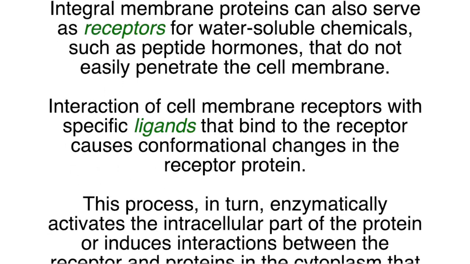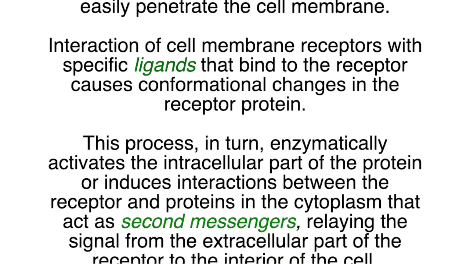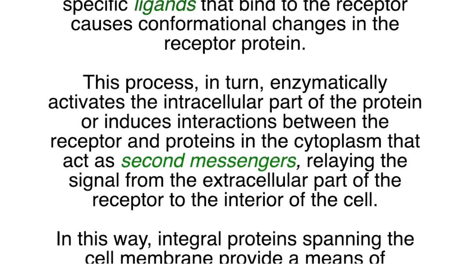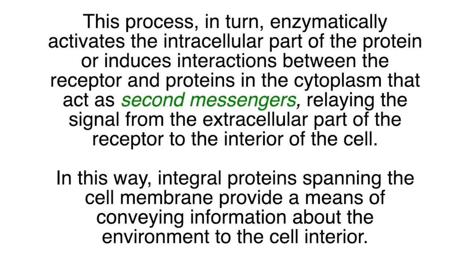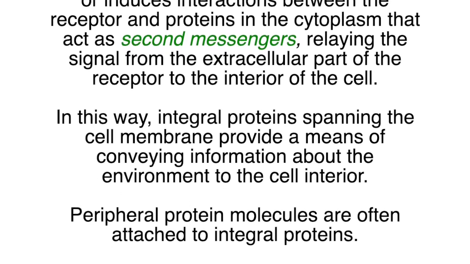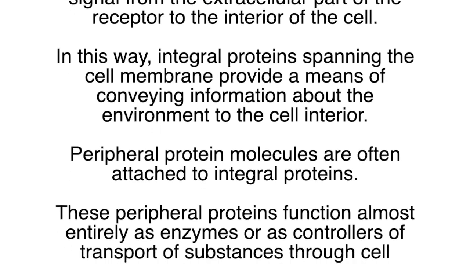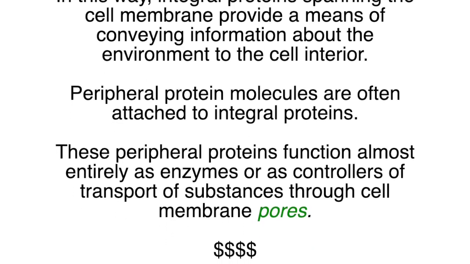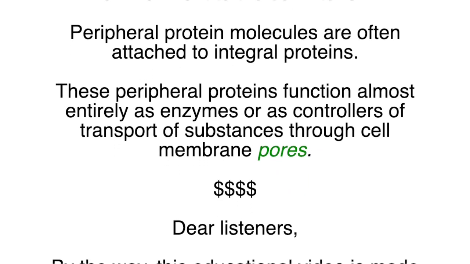Interaction of cell membrane receptors with specific ligands that bind to the receptor causes conformational changes in the receptor protein. This process, in turn, enzymatically activates the intracellular part of the protein or induces interactions between the receptor and proteins in the cytoplasm that act as second messengers, relaying the signal from the extracellular part of the receptor to the interior of the cell. In this way, integral proteins spanning the cell membrane provide a means of conveying information about the environment to the cell interior.